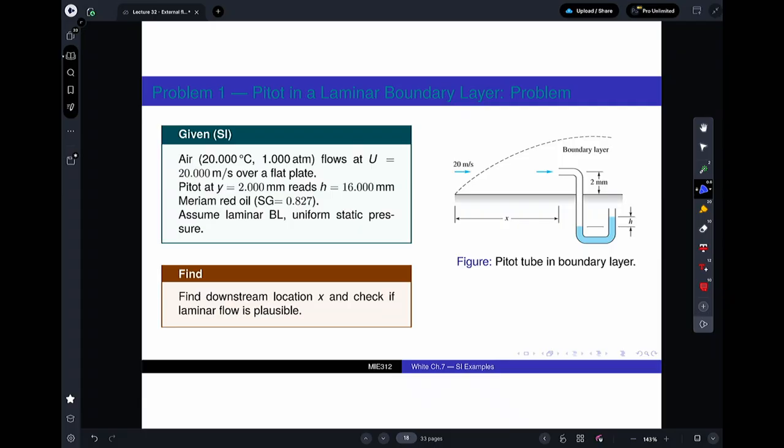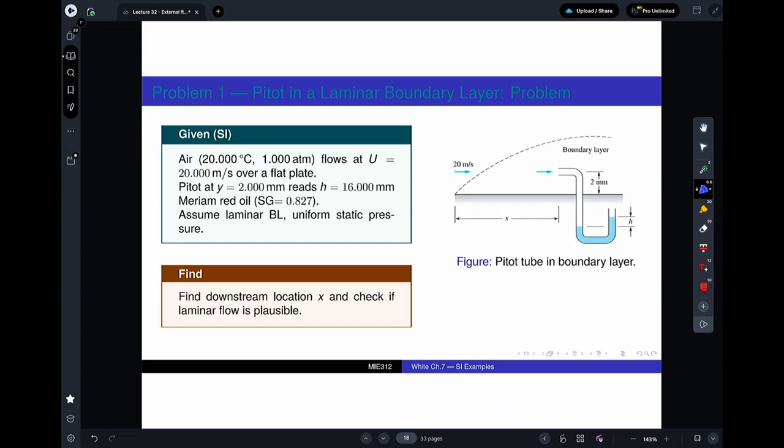All right. Air at 20 degrees C, 1 atmosphere, flows at 20 meters per second over a flat plate. There's a pitot at y equals 2 millimeters, and it reads a head of 16 millimeters. Barium red oil, so you have a specific gravity of 0.827. You assume a laminar boundary layer and uniform static pressure. Find the downstream location x and check if laminar flow is plausible.